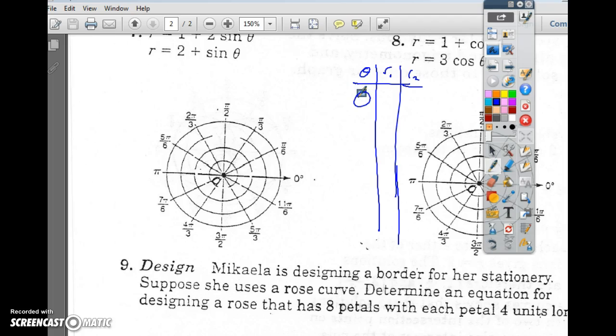All right, 0. Put in a 0. I can put a 0 for the first one. Sine of 0 is 0. 2 times 0 is 0. 1 plus 0 is still 1. Put it in for the other one. Same thing happens. Sine 0 is 0. Plus 2 is 2. Now I'm going to go pi over 6, which is a half. A half times 2 is 1. 1 plus 1 is 2. Put it in there. I get 2.5.